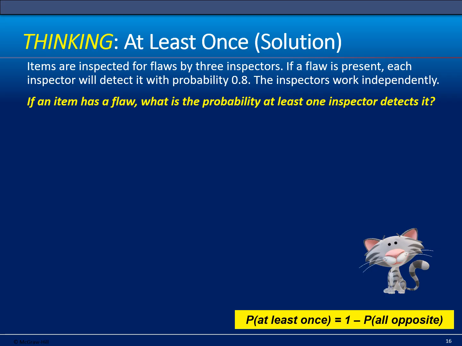So again, here we're thinking in terms of at least one, so we want to figure out what is opposite. If at least one inspector detects it, and there are 3 inspectors, that means that 1 detects it, 2 detect it, or 3 detect it. The opposite of that is that none of them detect it. So all 3 fail to detect it. If the probability that each of them will detect it is 0.8, what is the probability that each of them will not detect it?